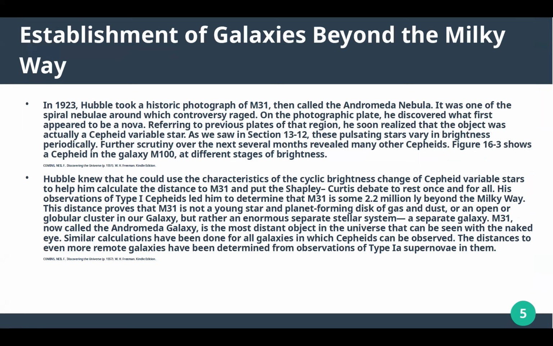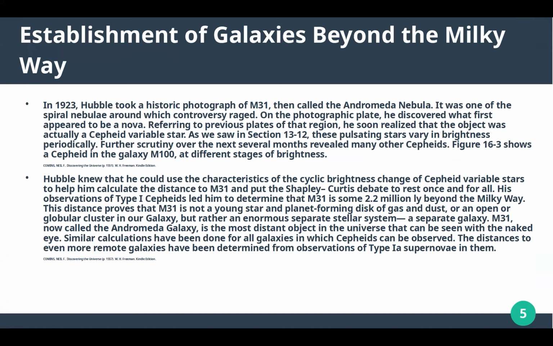In 1923, Hubble took a historic photograph of M31, then called the Andromeda Nebula. It was one of the first spiral nebulae around which controversy raged about whether or not it was part of our galaxy or part of a galaxy that was farther away. On the photographic plate, he discovered what first appeared to be a nova. Referring to previous plates on the region, he soon realized that the object was actually a Cepheid variable star. These pulsating stars vary in brightness periodically. Further scrutiny over the next several months revealed many other Cepheids.